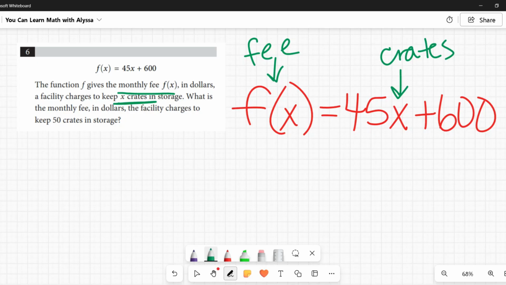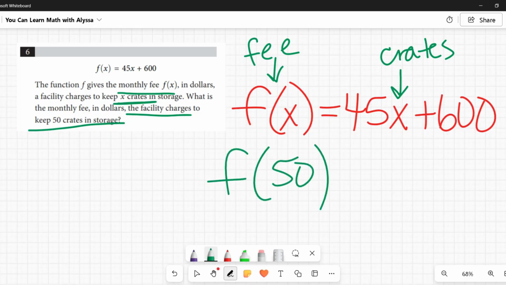So it says if we plug in, because a function is always you plug in an input, you get an output. So here crates is the input, the fee is the output. F of x is your output, always. The f of, the g of, the h of, whatever that is, that's the output. So here they're saying, what is the monthly fee that the facility charges to keep 50 crates in storage? If I put 50 in, what do I get? A similar problem might say, what is f of 50?